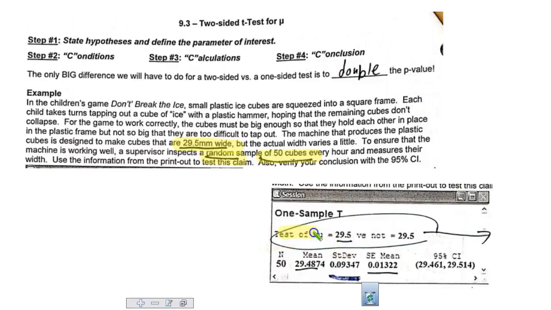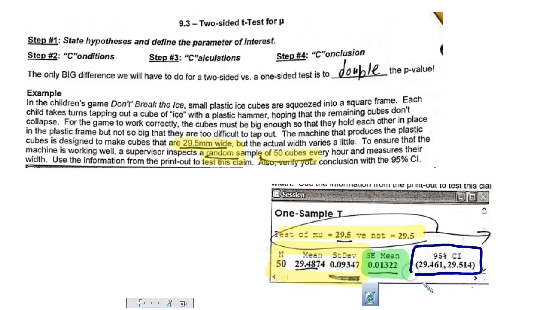So we see the test of mu versus not mu of 29.5. So we're actually given our hypotheses here. We're also given sample size, mean, and standard deviation. These three things refer to the sample, the mean and standard deviation of the sample. Standard error of the mean would be the standard deviation, or the standard error, of the sampling distribution. So we could use this, we may not use this, depending on which method we use to get our final answer. And then we've got a confidence interval.